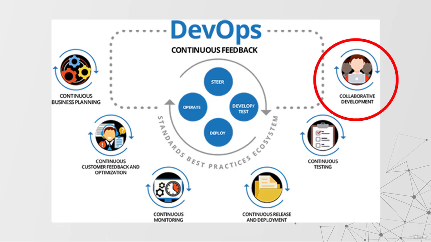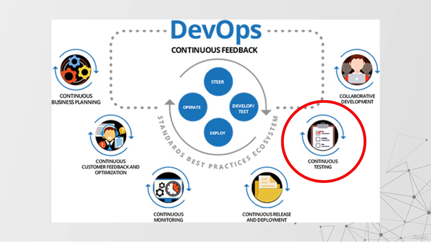And then we've got collaborative development. And the core of DevOps lies in collaboration. So developers, operations, and business stakeholders collaborate to create software that meets user needs. So cloud platforms facilitate this by offering collaborative coding environments, shared repositories, and real-time communication tools.